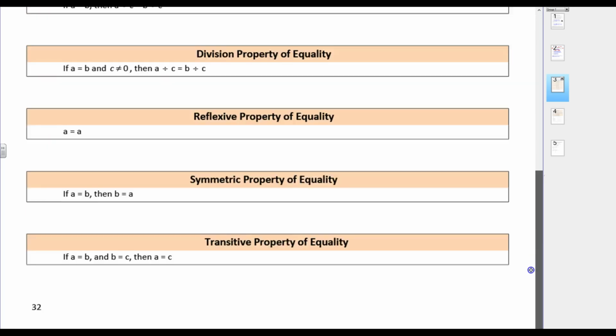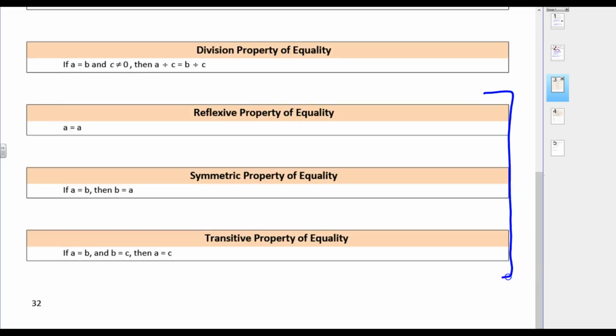Now, here are your new properties. These guys are your new ones. If I know that something equals itself, A equals A, we call that the reflexive property of equality. We haven't used it a whole lot up to this point, but you're going to start using it in geometry when we start proving things congruent to each other. The next property is the symmetric property of equality. If A equals B, then B equals A. Or if X equals 2, then 2 equals X.